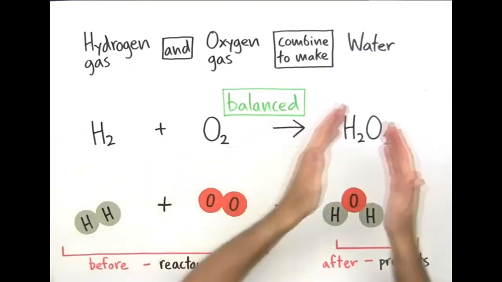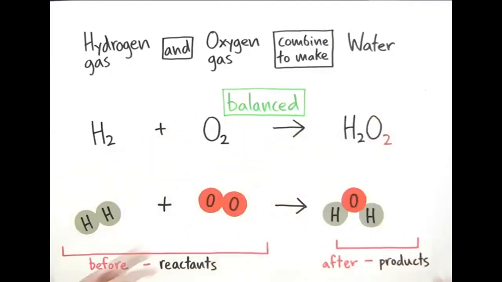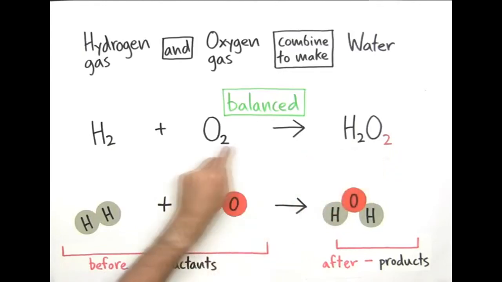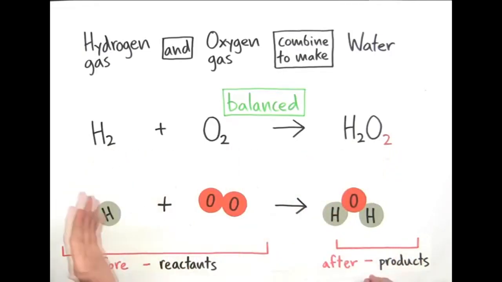Now you have H2 on this side, H2 on this side, O2 on this side, and O2 on this side. It balances perfectly. Yeah, but unfortunately you can't do that. These numbers here, we call them subscripts. You can't change them when you're balancing an equation.